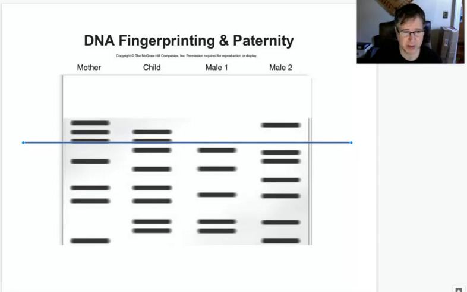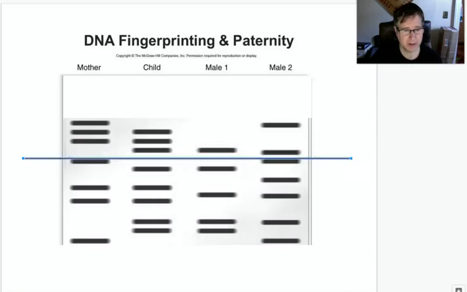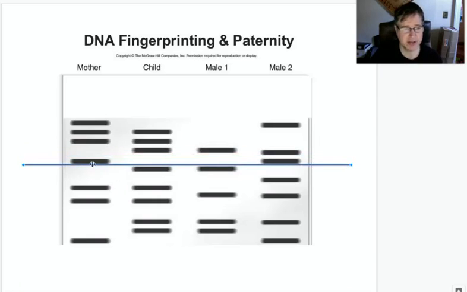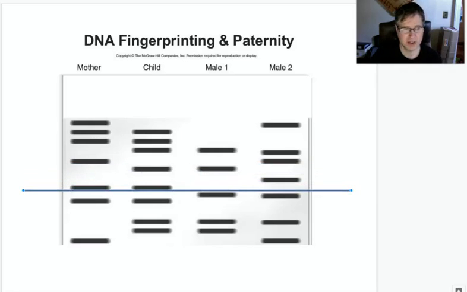Does this band help us? Nope. Does this band help us? Well, it helps support that male number one could be the father. So let's come down a little further. Now here's another example where the mom has the band, male two has the band, but the child doesn't. So he's still ruled out. We've already ruled out number one. Does this band help support male number one being the father? It does. This one doesn't help us because mom has it.